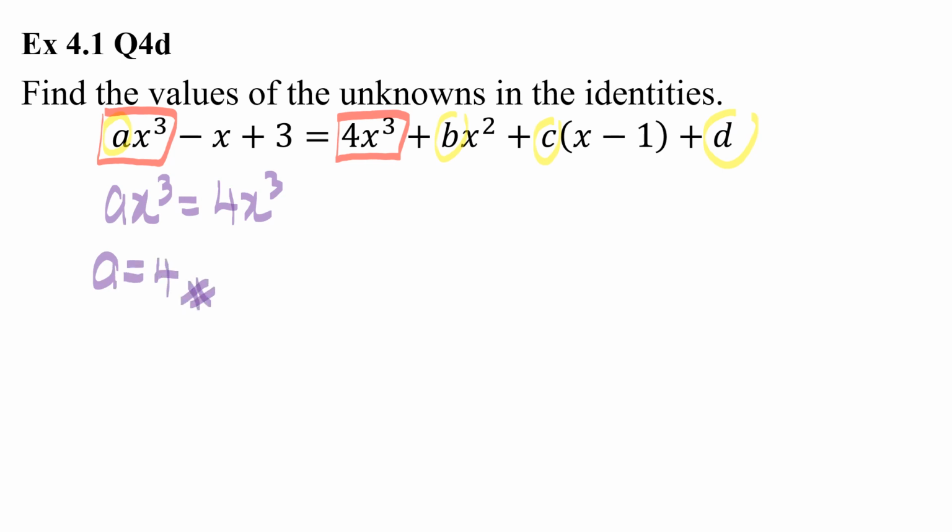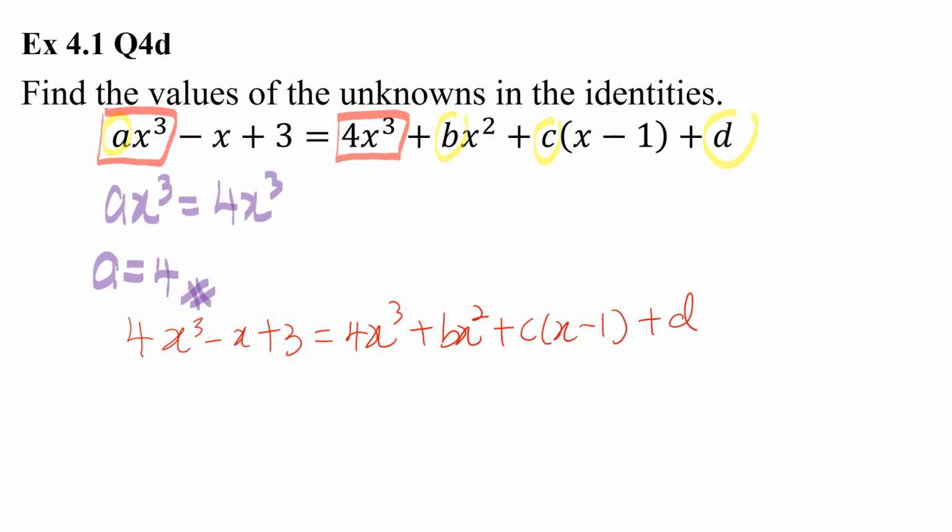Okay, so after finding that a equals 4, you can put it back into your identity to get 4x cubed minus x plus 3. Okay, let's see what other things that we can use. Right.